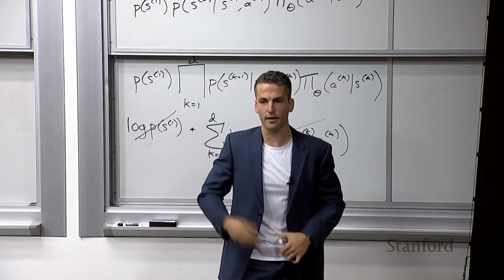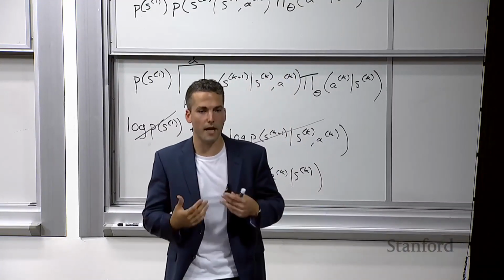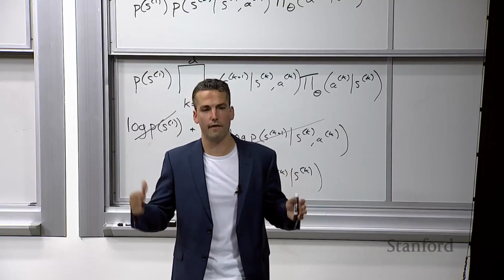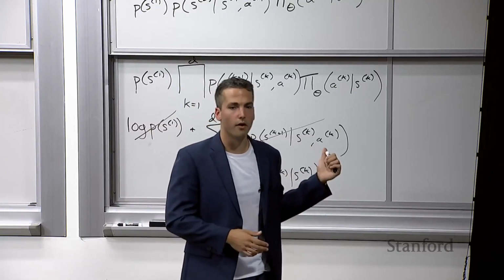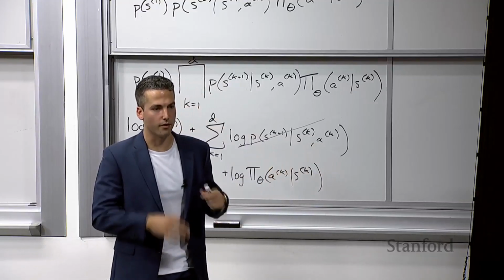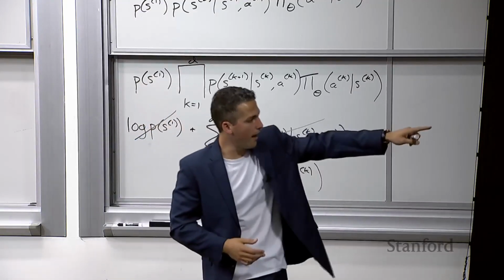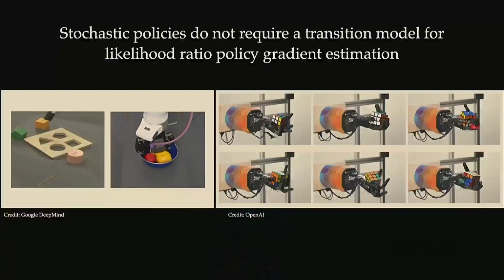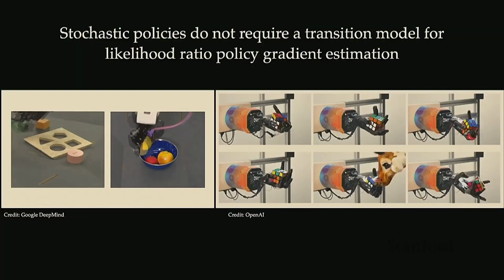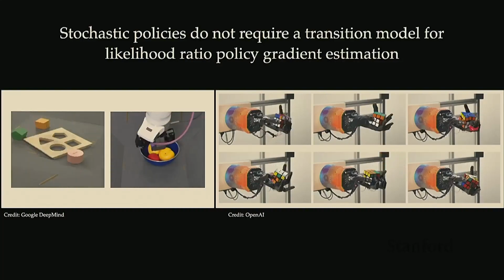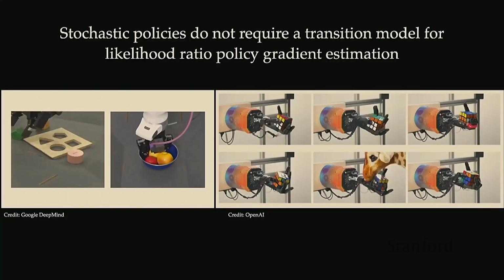Not impossible, there are simulators out there that do this, but it makes our lives easier if we don't have to think about the transition probability because it just dropped out of our gradient expression. So that's one of the reasons it's such a nice result. And that example on the right, from OpenAI, was trained using proximal policy optimization. So time permitting, we'll hopefully get to that by the end of the lecture, just to give you a sense of where we're going.